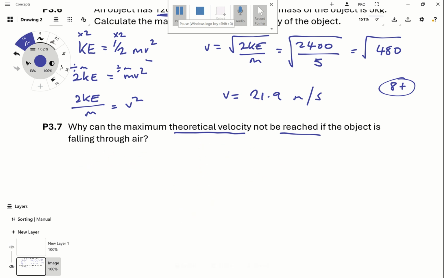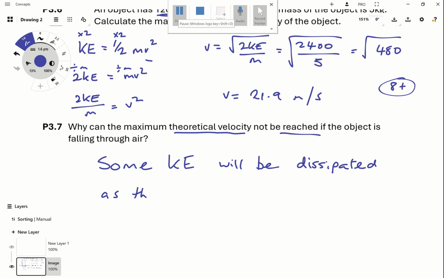So our last part in saying this is that some kinetic energy, you can see that same old answer needed multiple times, will be dissipated as thermal energy into the air. And there we go.